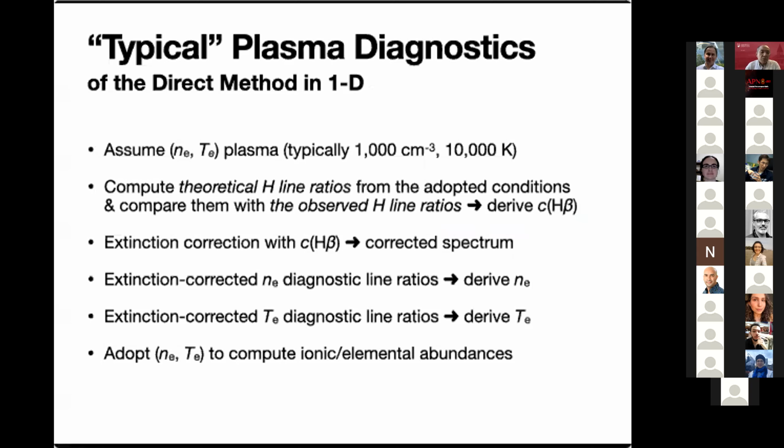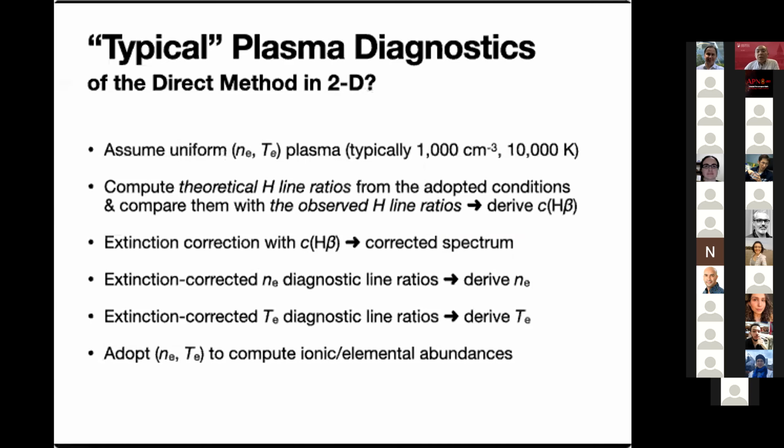Usually you pick electron density diagnostic lines to derive the electron density, and you pick electron temperature diagnostic lines to derive the electron temperature. Then, adopting these values that you derived, you go on to derive abundances and other quantities. That's how it usually goes in the traditional sense in 1D. I'm new to this game, so I wanted to understand how we can do this in 2D.